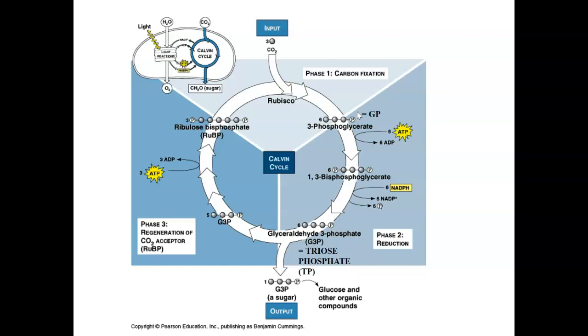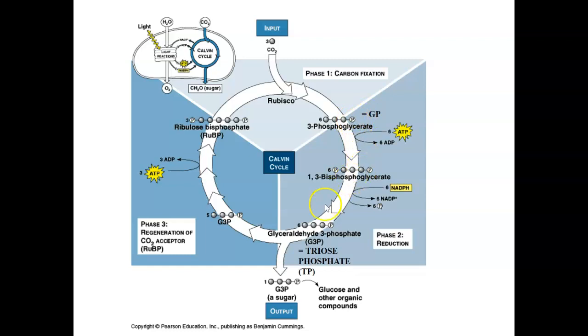So it's hard to find a diagram that matches perfectly with exactly what IB wants, which is why we'll draw it on the board later. But I am just trying to reiterate them when I say it out loud. So again, 6 molecules of glycerate 3-phosphate, or GP, have been formed at the end of fixation.